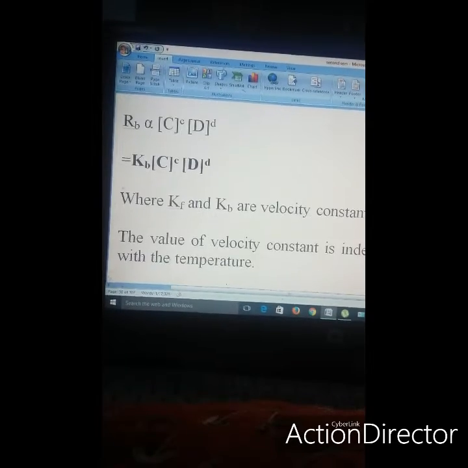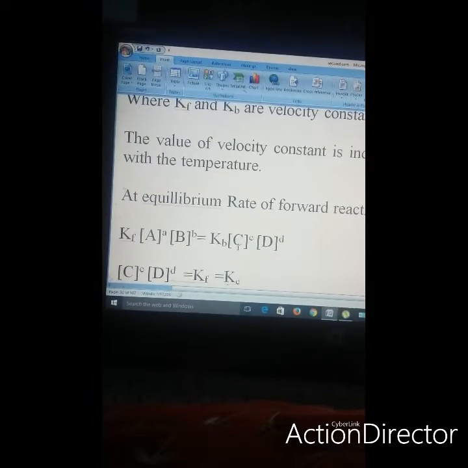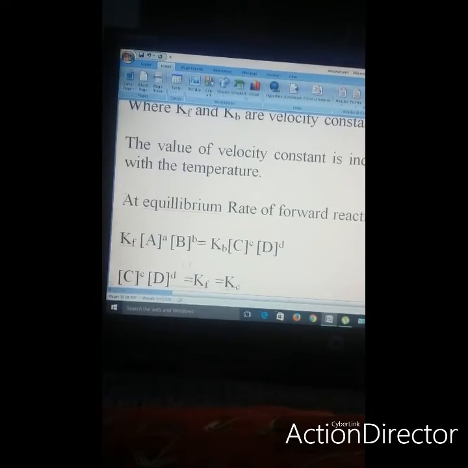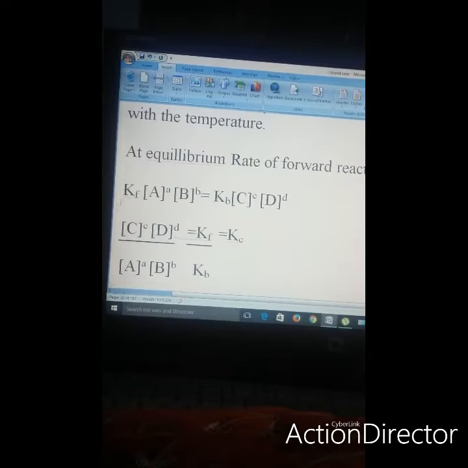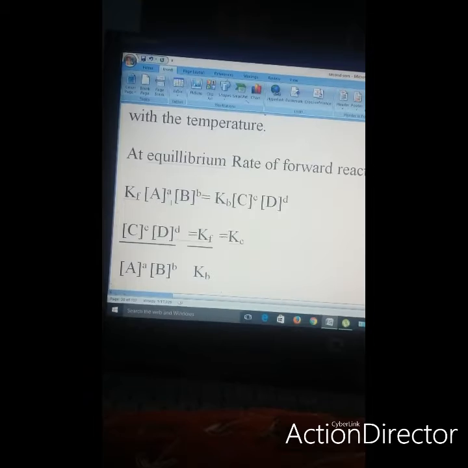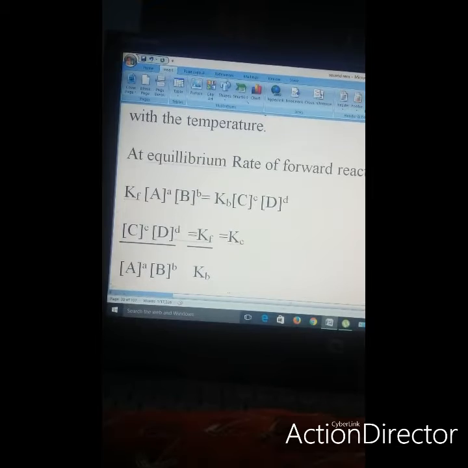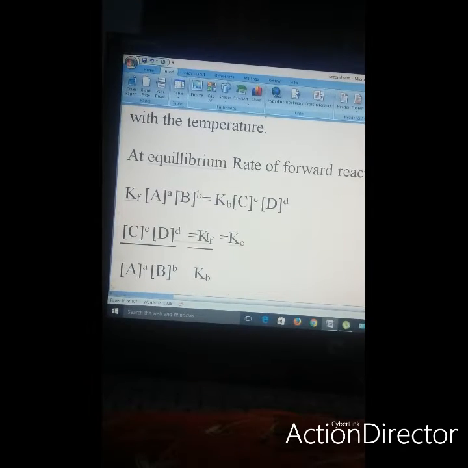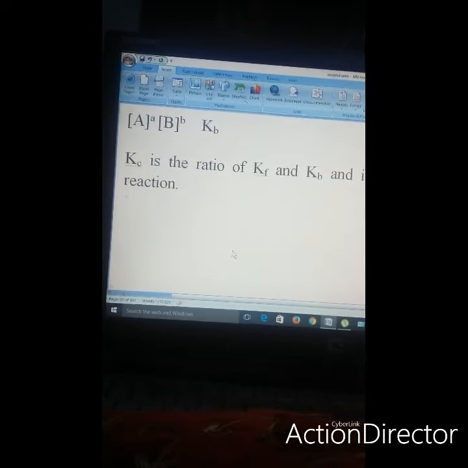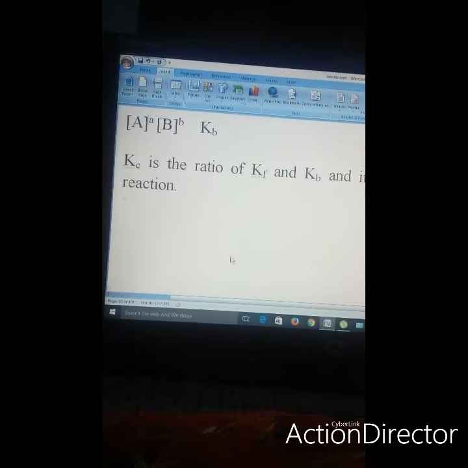Now at equilibrium, the rate of forward reaction should be equal to the rate of backward reaction. Let us take concentration terms to one side and constant terms to the other. This is just rearrangement. So you get a new constant which is the ratio Kf upon Kb, which I am replacing by Kc, the new constant, also known as the equilibrium constant.